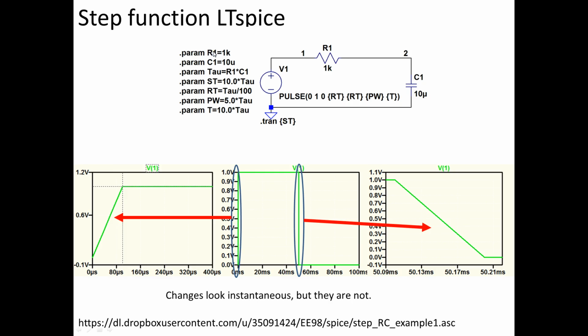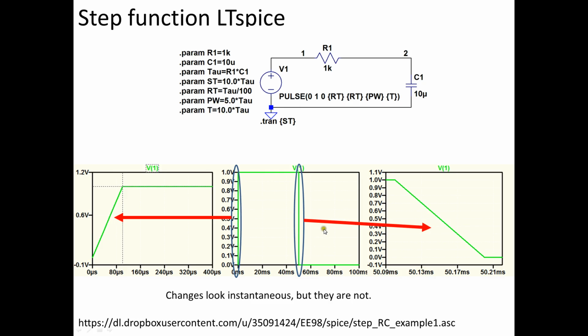And you can see I have R1, C1, which is obviously tau. ST is stop time, which is 10 tau. Rise time is tau divided by 100. That can be considered much less than tau, just dividing by that. The pulse width is 5 tau, and the period of that pulse is 10 tau.